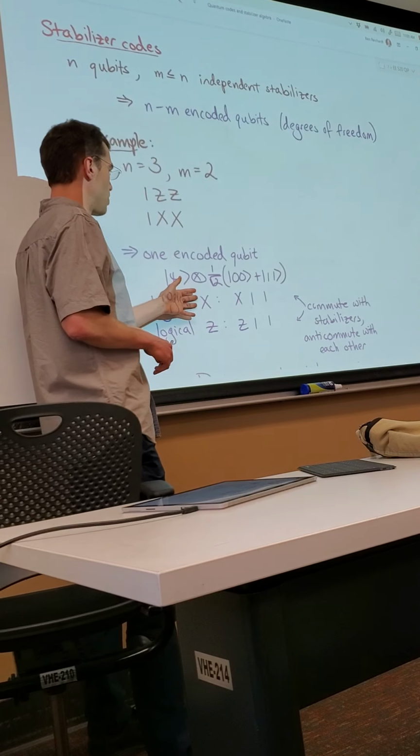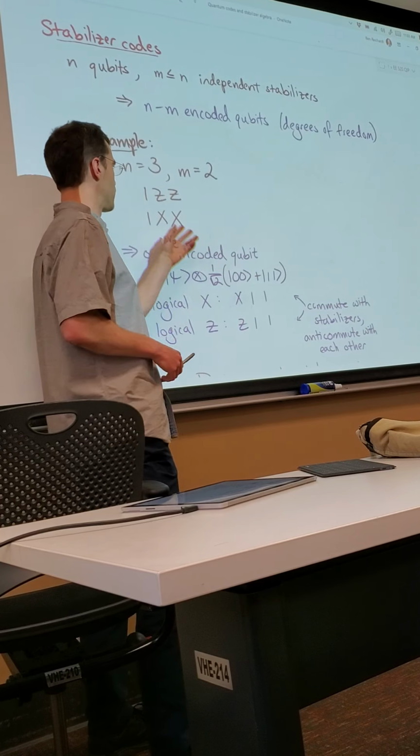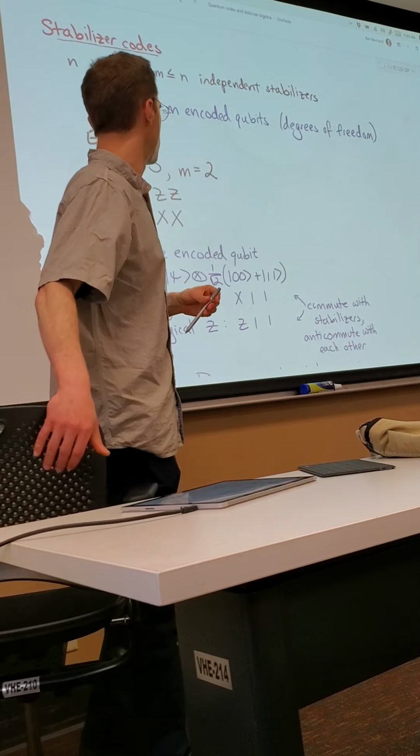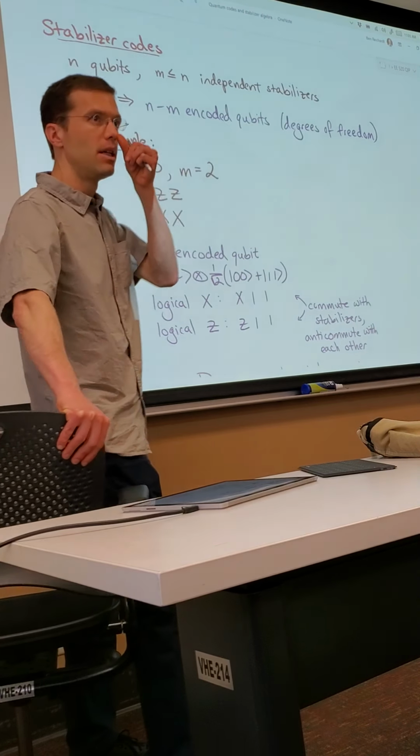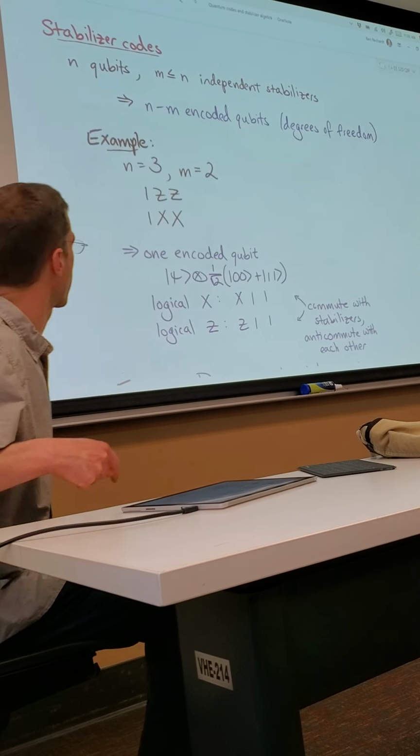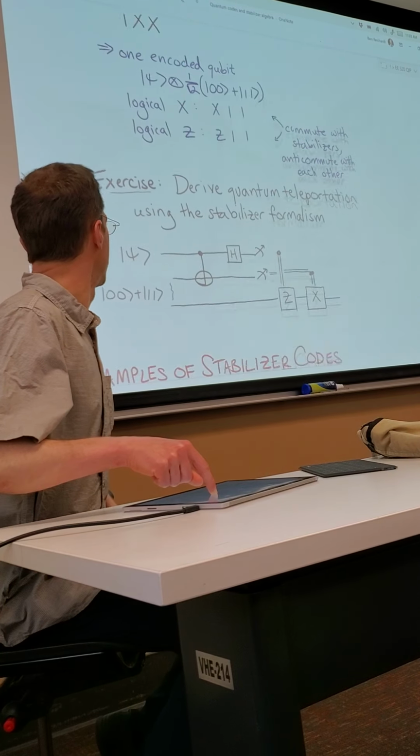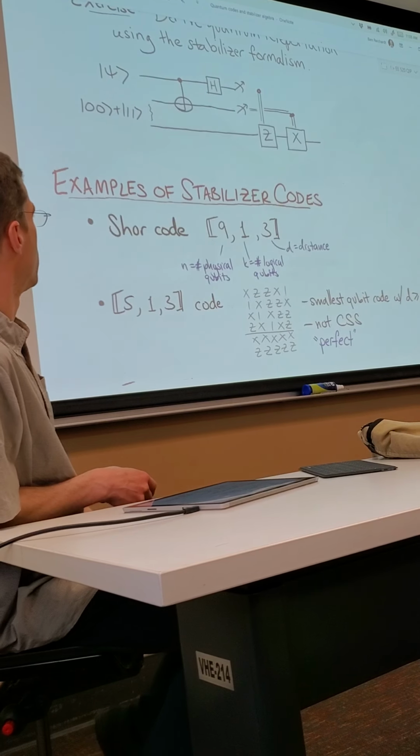The encoded X operation is just X on the first qubit. The encoded Z operation is Z on the first qubit. It's not a very interesting code because there's no error protection, for example. Formally, you could say this is a code. There are more interesting codes. So here are just a few examples of slightly more interesting codes.